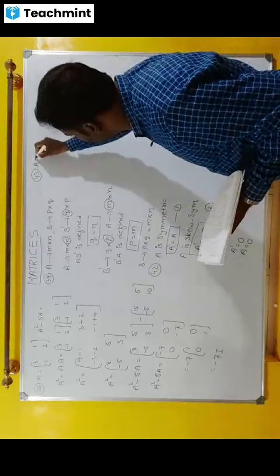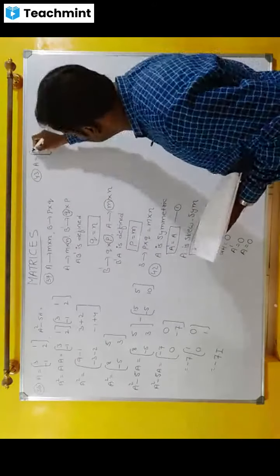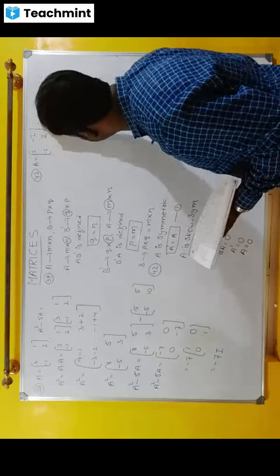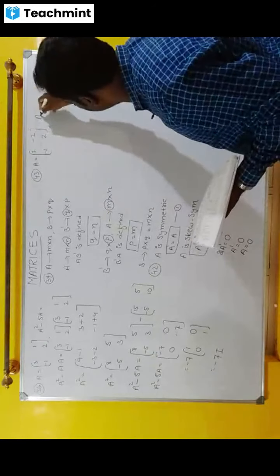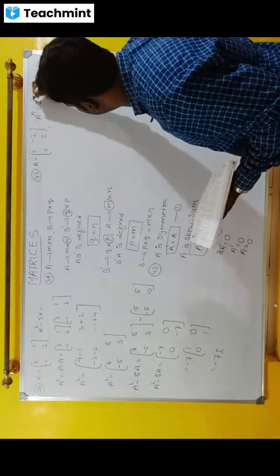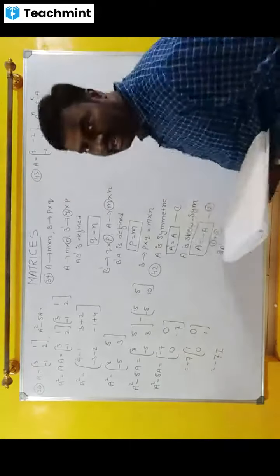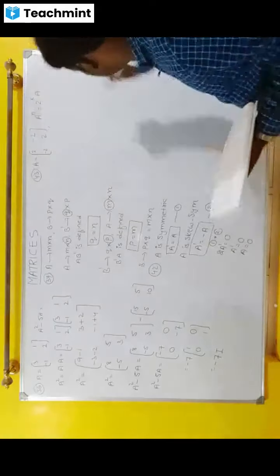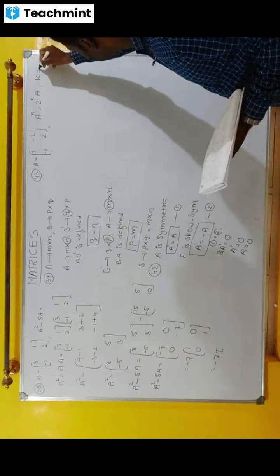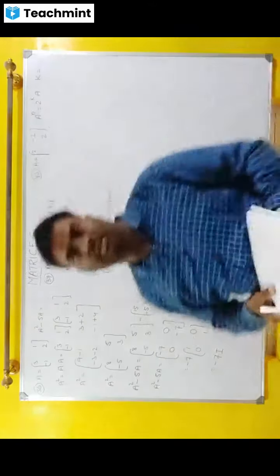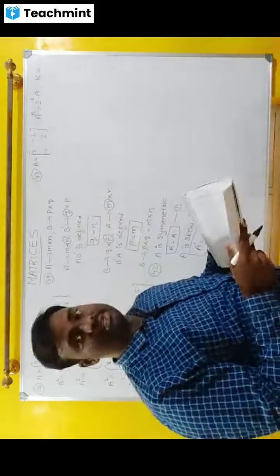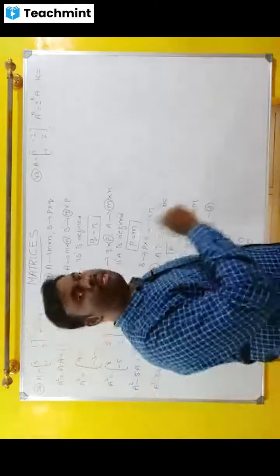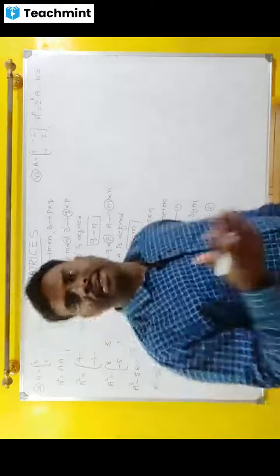A equals the matrix [2, -2; -2, 2], and A power n is equal to 2 power k into A. Then we need to find the k value. It is also an important question; in 2018, this question was asked. We can't find A power n directly.